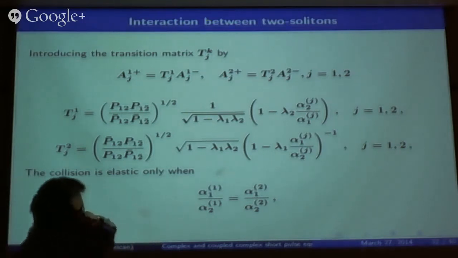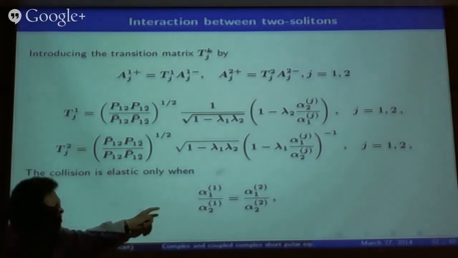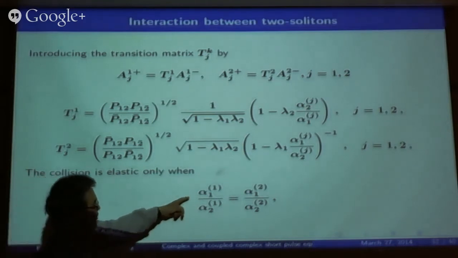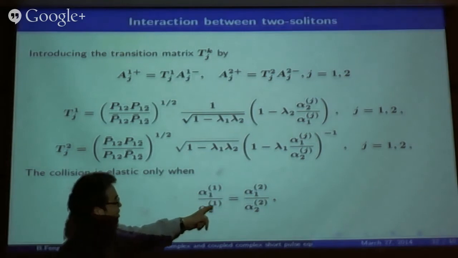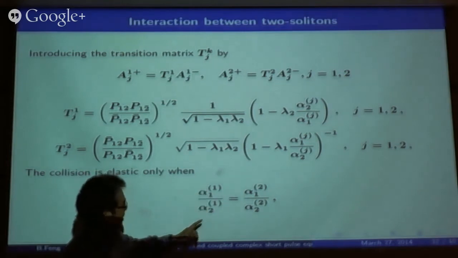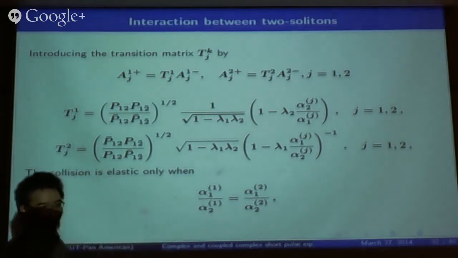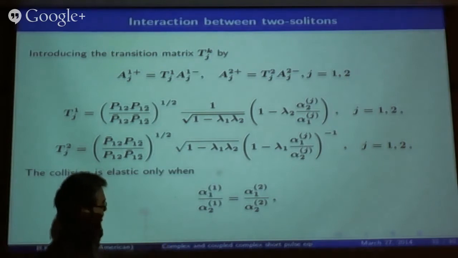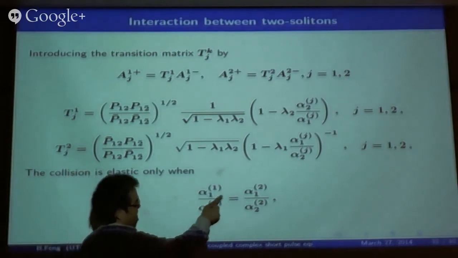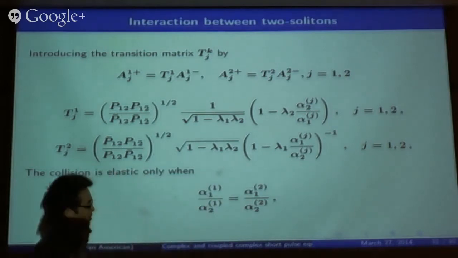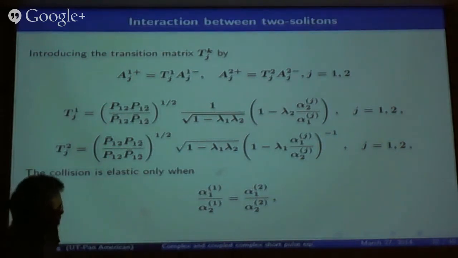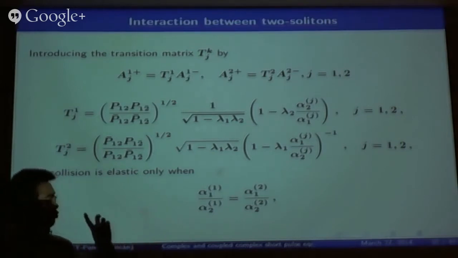There are also other parameters I didn't point out, but they are in the graph. We have alpha 1,1 and alpha 1,2, and alpha 2,1 and alpha 2,2. Those are the parameters. I have two indices here. I think the first index, the subscript, means soliton 1 and soliton 2.